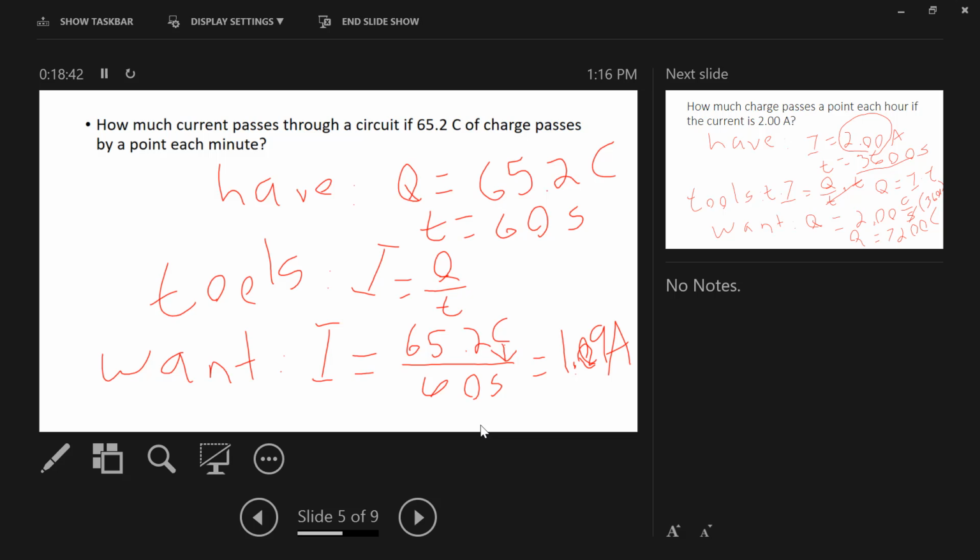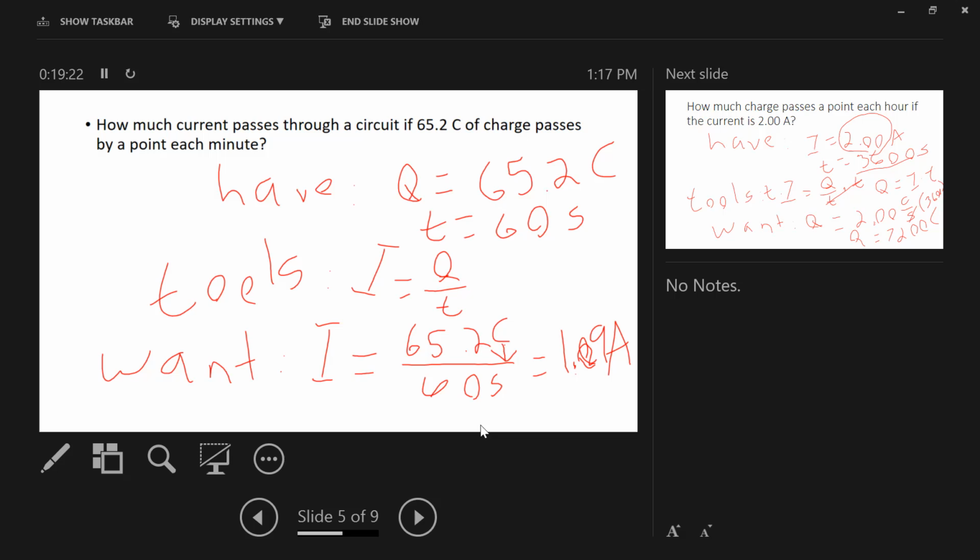Okay, so we know Q, and then look at what I did with T. I said that T is 60 seconds. Why did I give it in seconds and not in minutes? Yeah, our units that we have for current are amperes, right? And amperes is coulombs per second and not coulombs per minute. So the problem gave us that it happens every minute. We know that a minute is 60 seconds, and so we'll replace 1 minute with 60 seconds. That way we know our units will be proper.